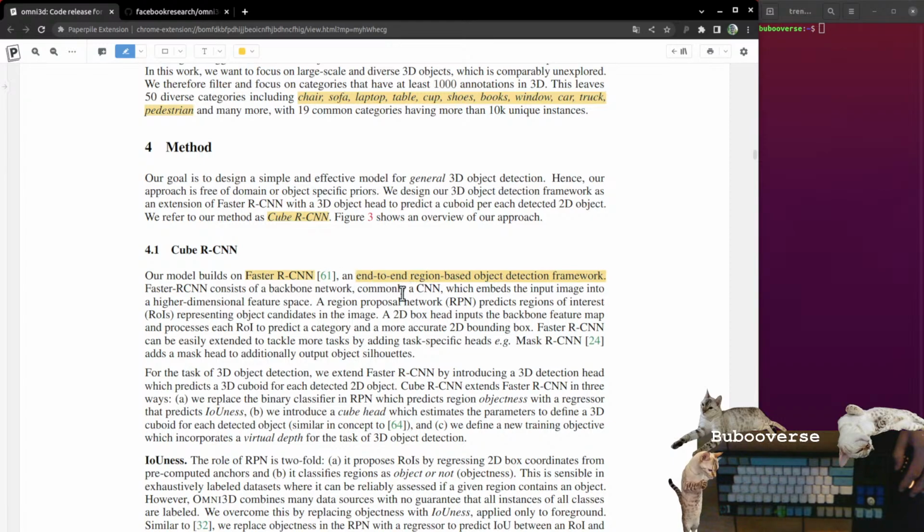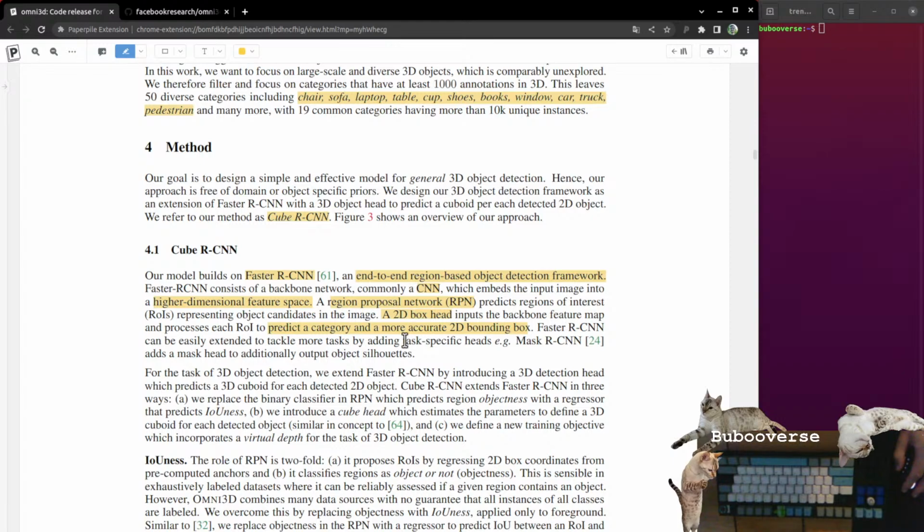Okay, so you have the backbone network, which is still a CNN. I think I would have loved to see a vision transformer here, especially coming out of Facebook research. Yep. It takes the image and converts it into a high-dimensional feature space. Then you have a separate network, the region proposal network, which basically gives you a crop of this feature space, which represents object candidates. And then you have a 2D box head, which just takes the high dimensional feature space cropped out by the region of interest, and then predicts a category and a more accurate bounding box.